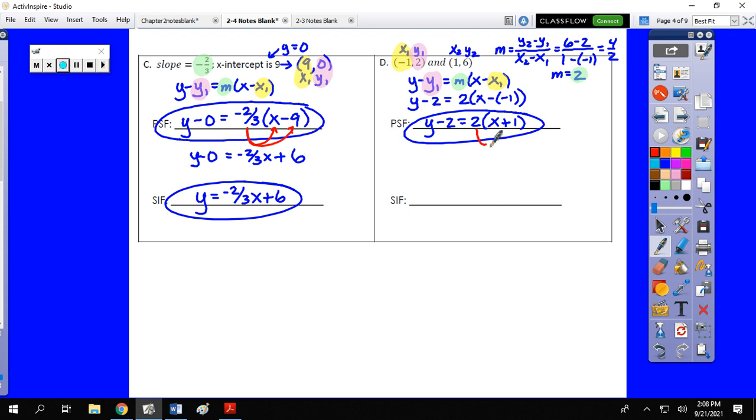To convert that into slope-intercept, we do the same 2 steps we do every time. We distribute the 2, which gives us y minus 2 is 2x plus 2. And then we add 2 to each side to get y by itself, which gives us y is 2x plus 4.